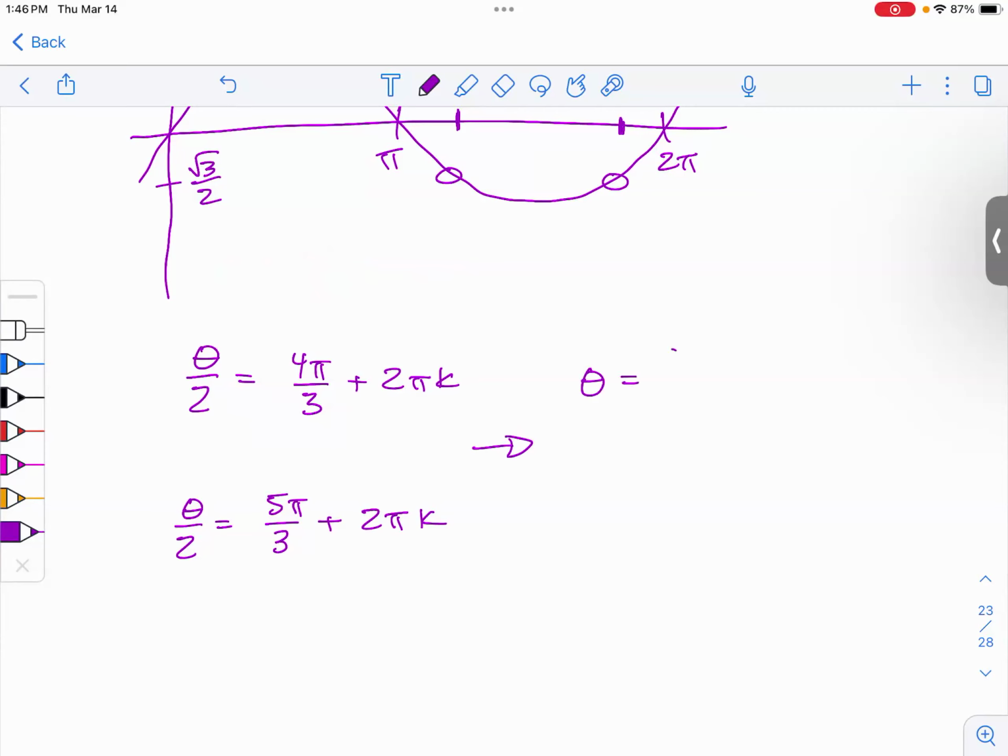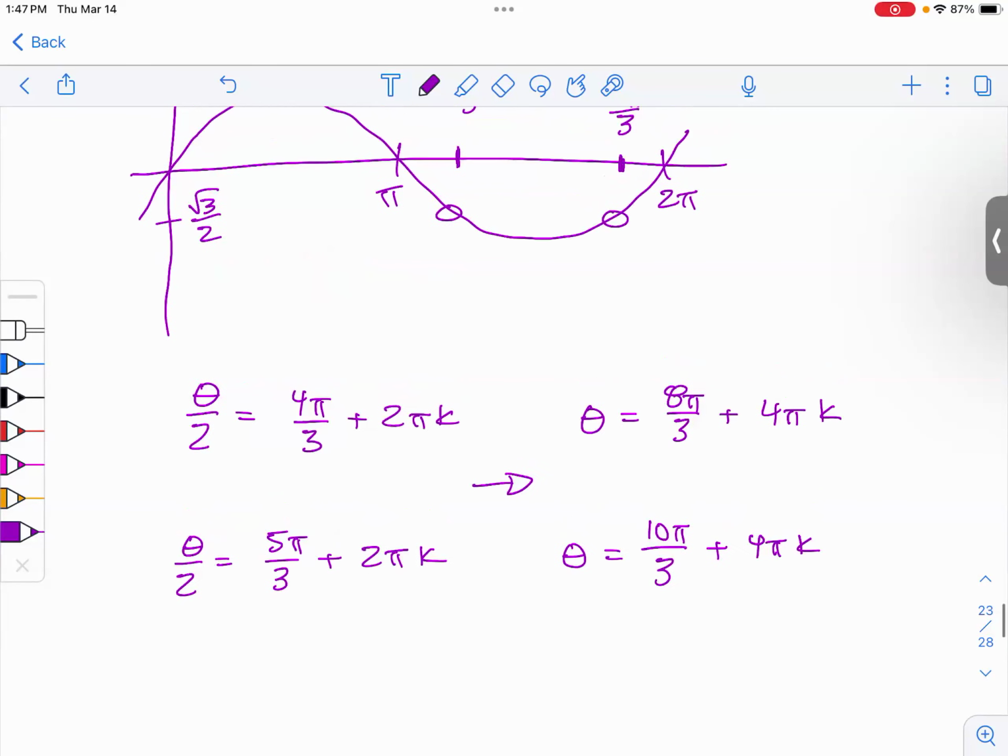So theta equals 8 pi over 3 plus 4 pi k, and the other is 10 pi over 3 plus 4 pi k. Already this looks kind of weird, right? Because I'm adding 4 pi to my solutions. In fact, 8 pi over 3 is already outside of 0 to 2 pi.